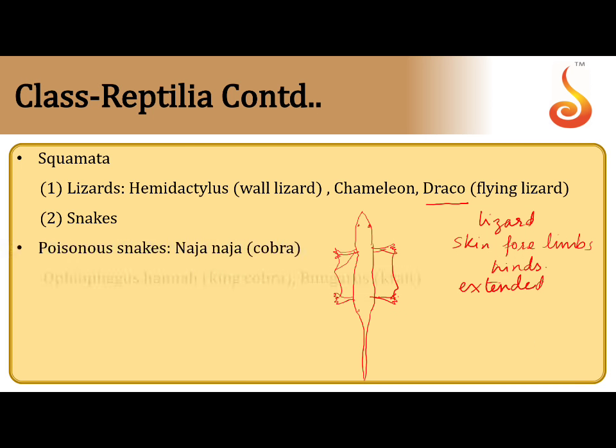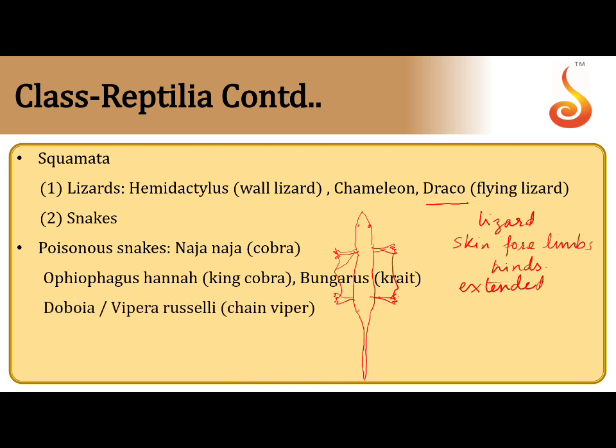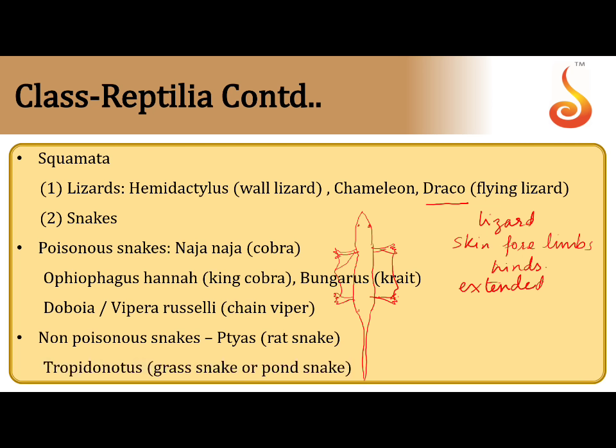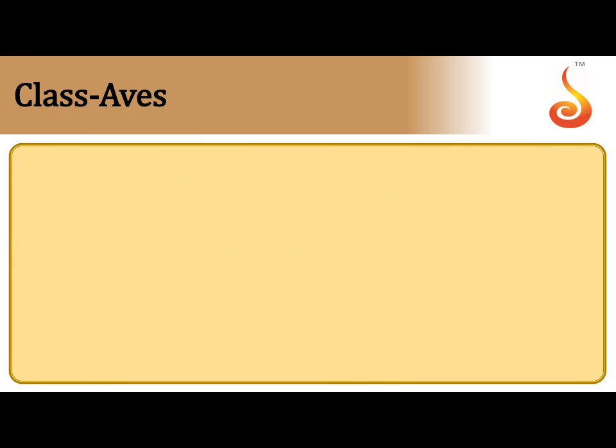Types of snakes are Naja, the cobra, Ophiophagus hannah, the king cobra, Bungarus, the krait, Daboia, the viper, Echis, that is the chain viper, and non-poisonous snakes such as Ptyas, the rat snake, Tropidonotus, the grass snake or pond snake, and so on. We all agree that many more species exist in Reptilia, but a few of them are noted here.